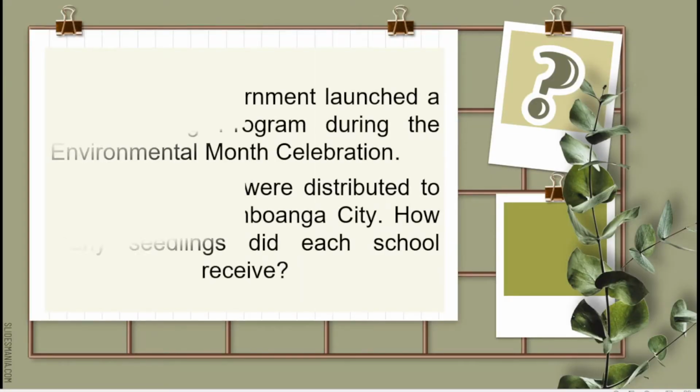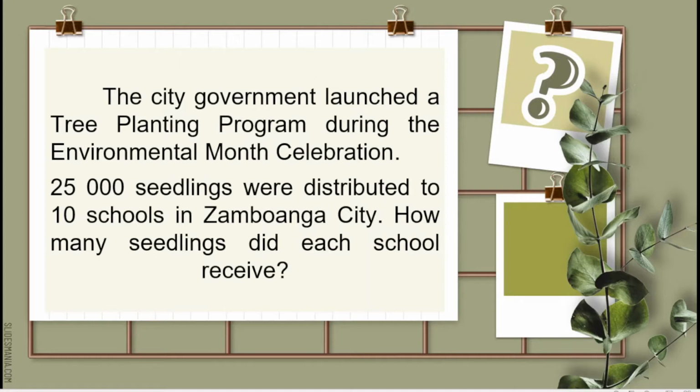Let's answer this problem. The city government launched a tree planting program during the Environmental Month celebration. 25,000 seedlings were distributed to 10 schools in Zamboanga City. How many seedlings did each school receive? So let's try to analyze how we are going to answer this kind of problem.